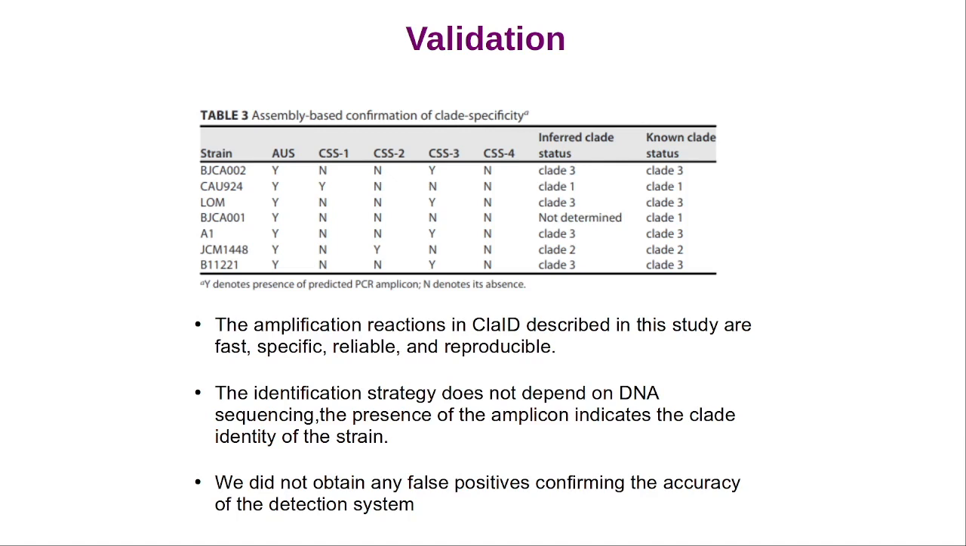The amplification reactions in Clade described in the study are fast, specific, reliable, and reproducible. The identification strategy does not depend on DNA sequencing. The presence of the amplicon indicates the clade identity of the strain. We did not obtain any false positives, confirming the accuracy of the detection system. This colony PCR-based method can rapidly distinguish between the four clades of Candida auris with the scope for expanding the panel by adding more primer pairs.